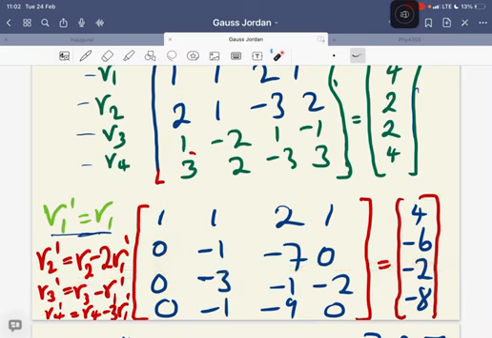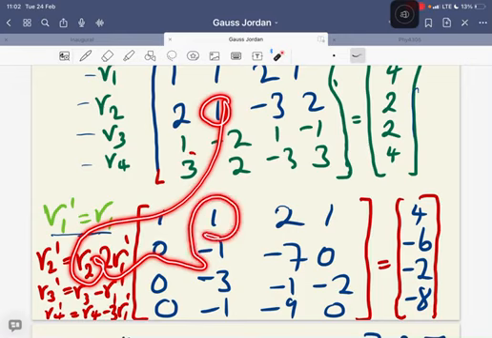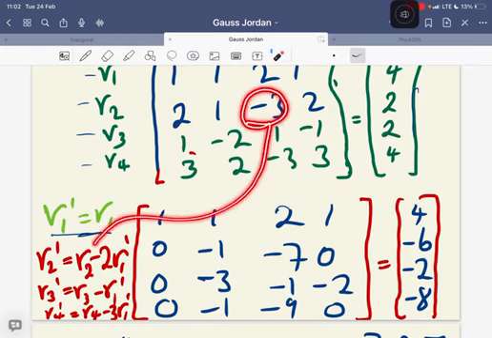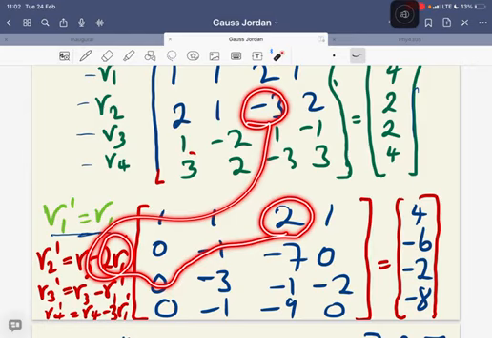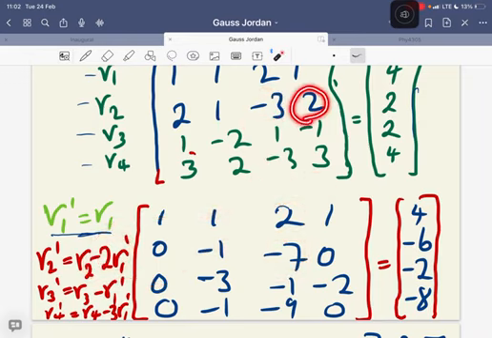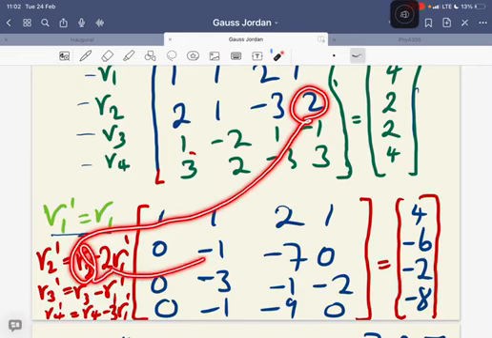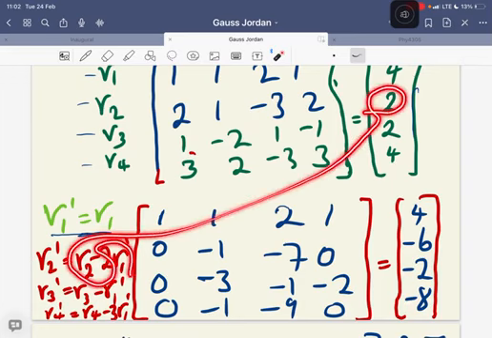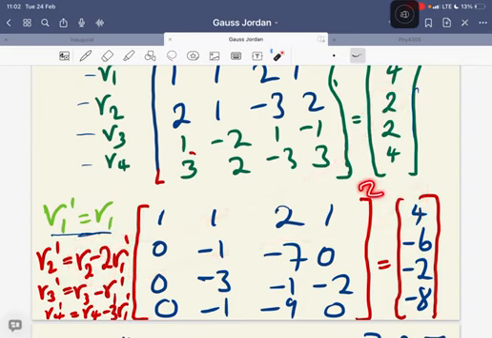We take 1 minus 2 times 1, which is 1 minus 2, giving minus 1. We take minus 3 minus 2 times 2, which is minus 4, so minus 3 minus 4 gives us minus 7. Similarly, we take this 2 minus 2 times 1, 2 minus 2, giving 0. We take this 2 minus 2 times 4, so it's 2 minus 8, which is minus 6. So we get this row.